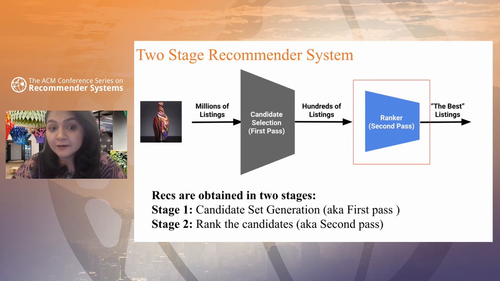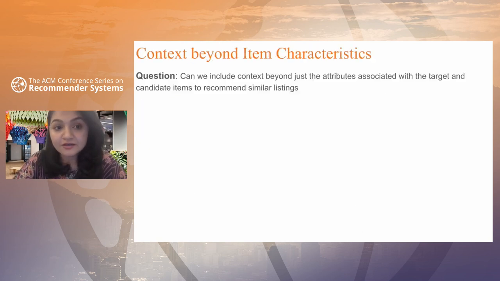In this project, we generate a new kind of candidate set that incorporates additional context, specifically context around user intent and seasonality in the form of queries. And how do we go about it? As I was mentioning, the hypothesis we try to test is, can we include context beyond just the attributes or characteristics of the associated target item and recommendation candidate items?